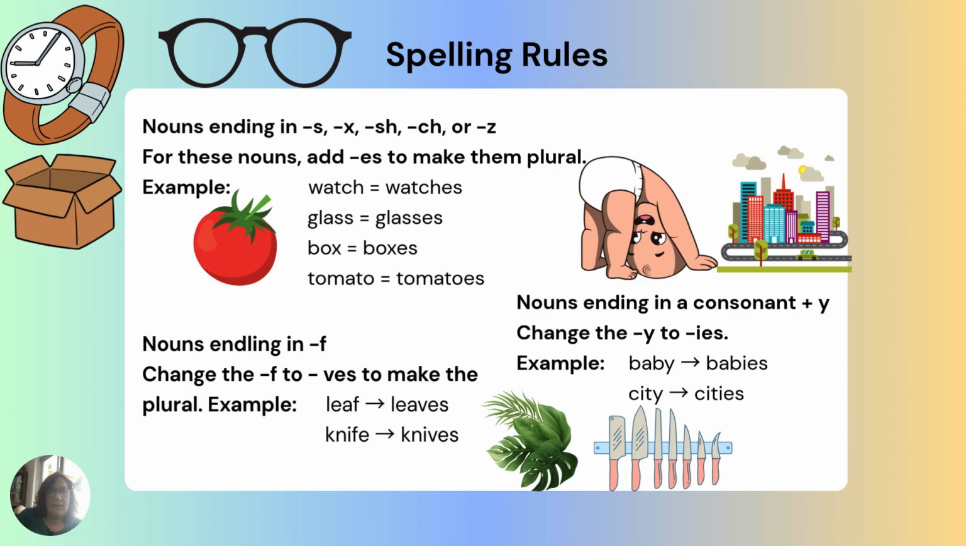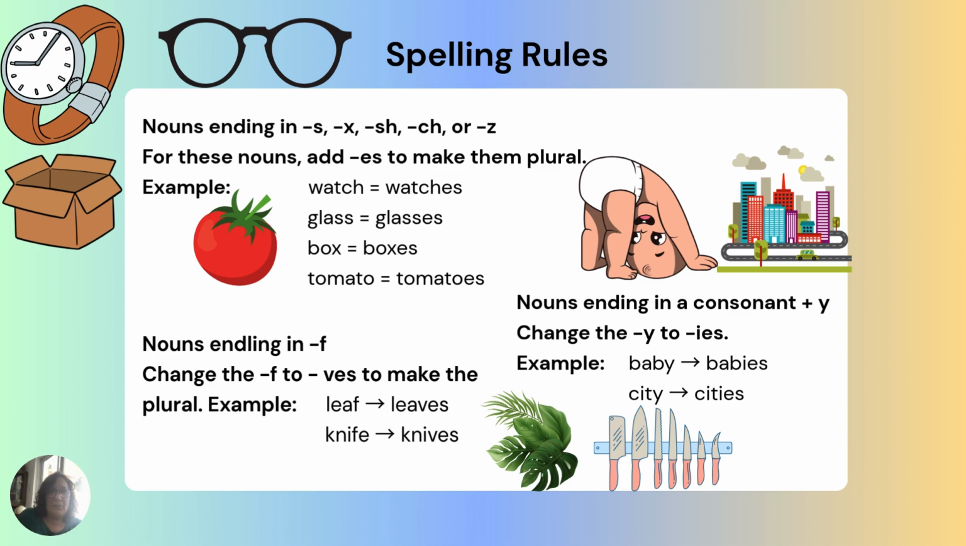And then nouns that end in a consonant and a Y. A consonant is a letter. A is a vowel. B is a consonant. C, D, consonants. E is not a consonant. E is a vowel. F, G, H are consonants, not I. J, K, L, M, N, not O. P, Q, R, S, T, not U. V, W, X, Y, Z. So A and E and I and O and U are not consonants, they are vowels.